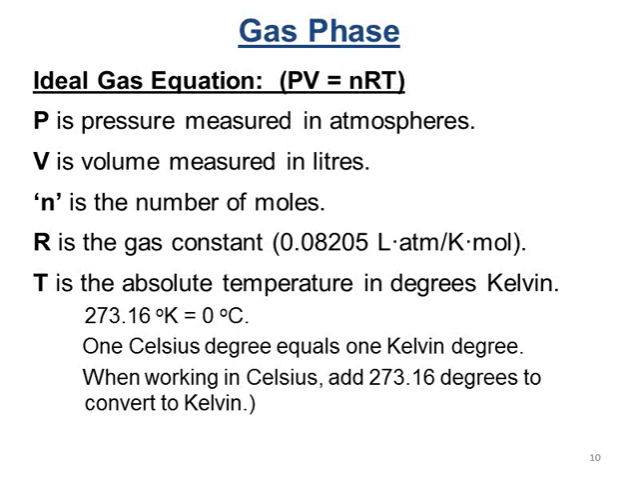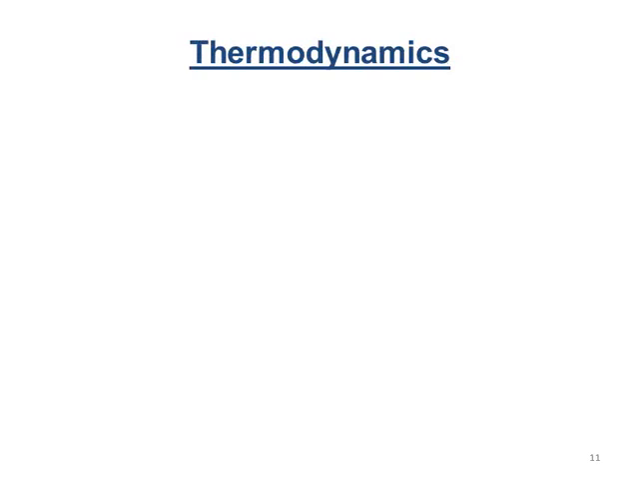And T is the absolute temperature in degrees Kelvin, where 273 Kelvin is equal to 0 degrees C. So 1 Celsius degree equals 1 Kelvin degree, and when working in Celsius, you simply add 273 degrees to convert to Kelvin. So we'll revisit the gas phase laws when we take up some examples.